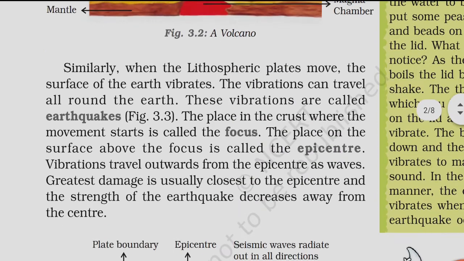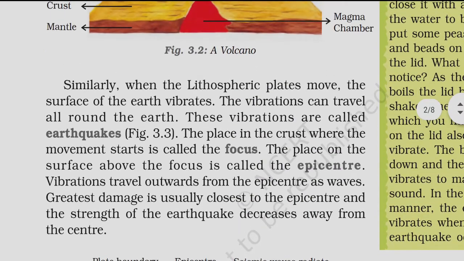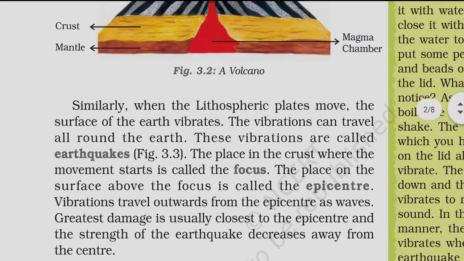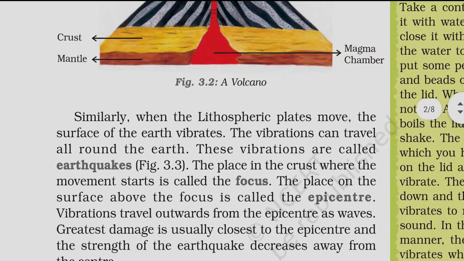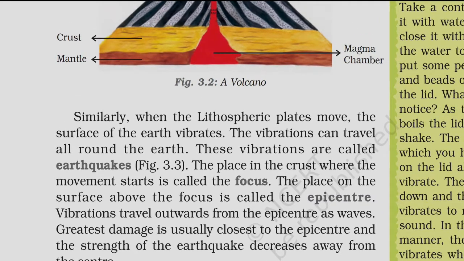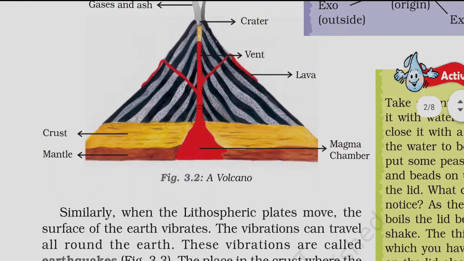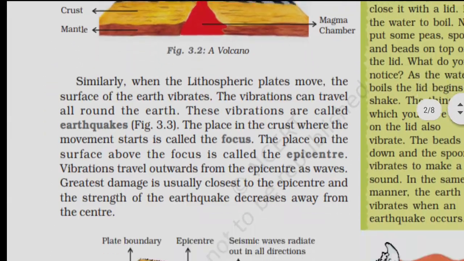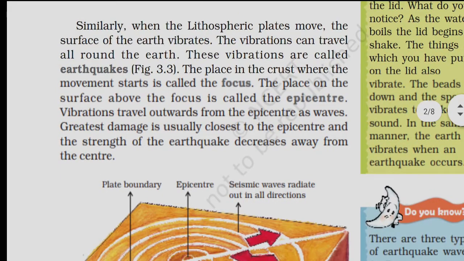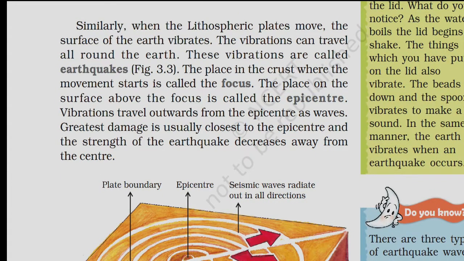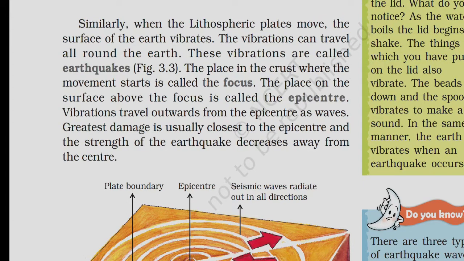Similarly, when the lithospheric plates move, the surface of the earth vibrates, and this vibration can travel all around the earth. These vibrations are called earthquakes. So here we discussed what a volcano is. Next we are going to discuss what an earthquake is. Similarly, the lithospheric plates also move, and as a part of this, the earth gets vibrated, and these vibrations can travel all around the earth. The vibration is called an earthquake.